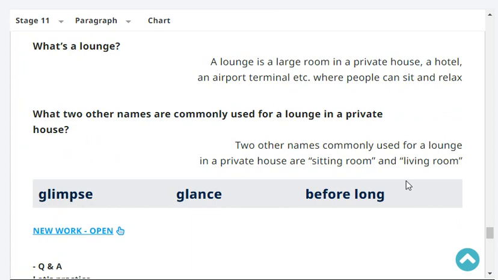What two other names are commonly used for a lounge in a private house? Two other names commonly used for a lounge in a private house are sitting room and living room. Very good.